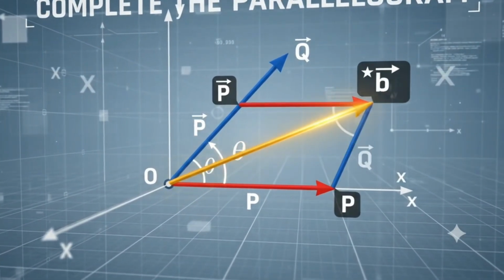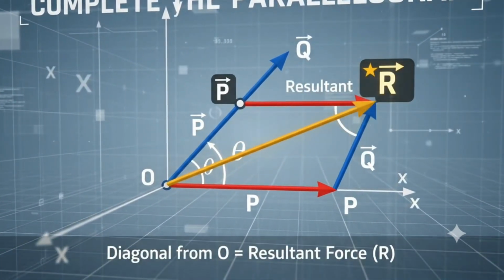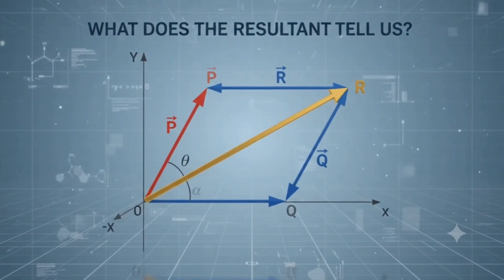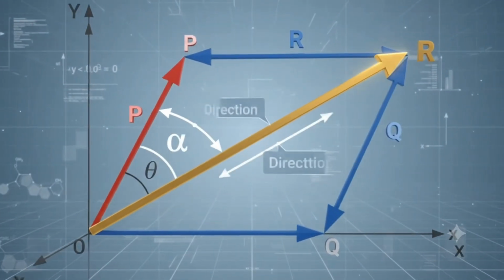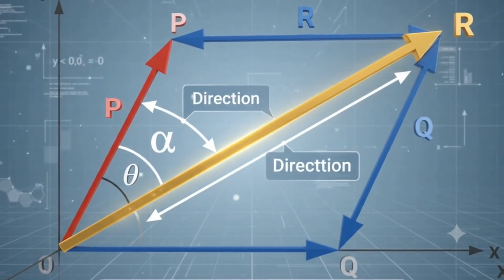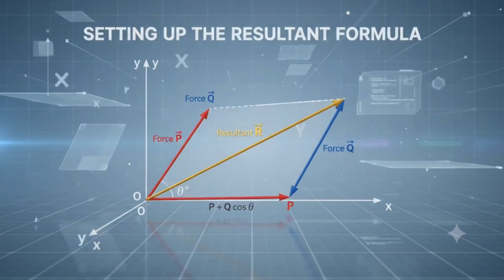The diagonal drawn from point O represents the resultant force, R. The resultant force, R, tells us two important things: its magnitude, which is the strength of the combined force, and its direction, which shows where the combined force acts.